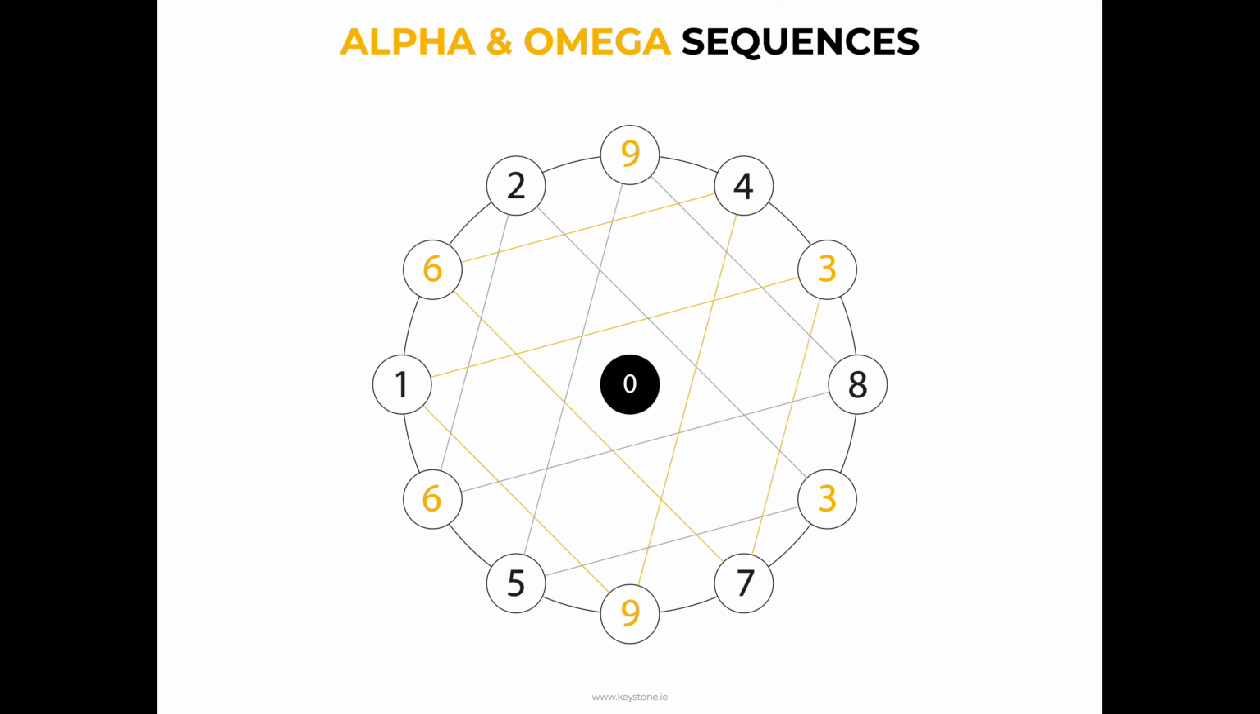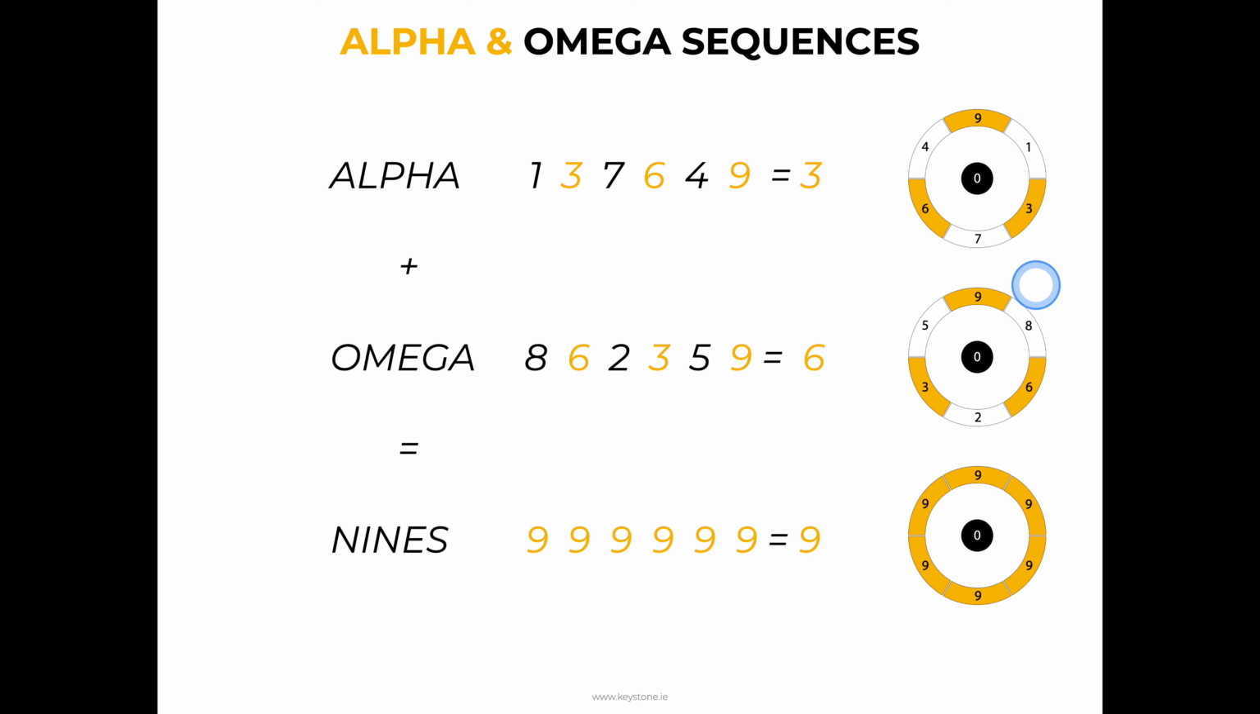Really quite beautiful. So our alpha and omega sequences, I've created these little number wheels for them. Our alpha wheel, 137649. Our omega wheel, 862359. Now, interestingly, when we add the opposites, we always get 7 for the alpha. 6 and 1 is 7. 9 and 7 returns to 7, 4 and 3, 7. Here, the opposites return to 2. 9 and 2, 11, 2. 8 and 3, 11, 2. 5 and 6, 11, 2.